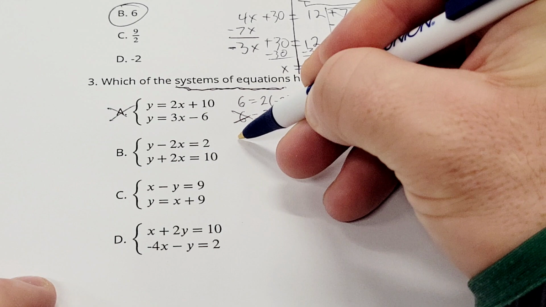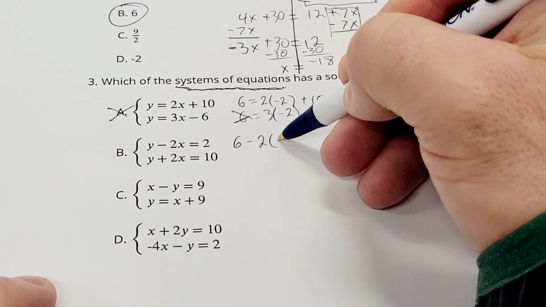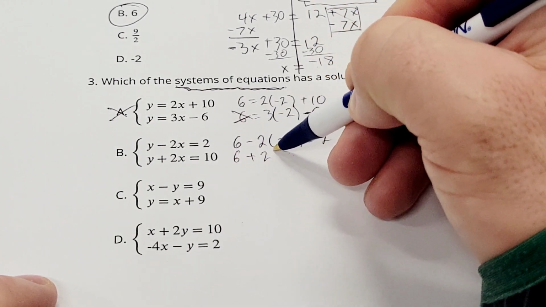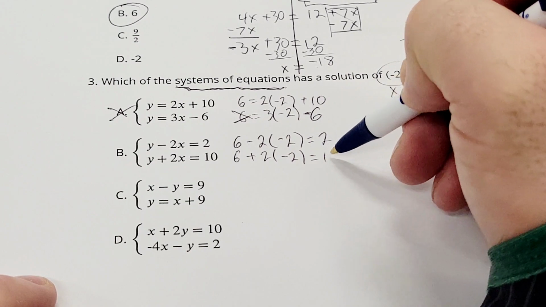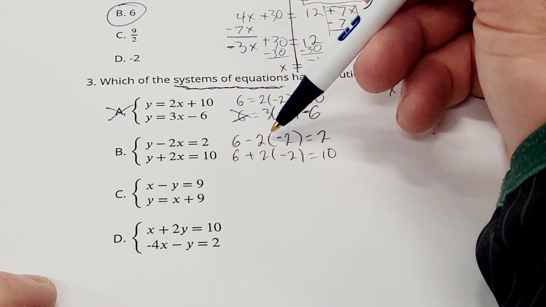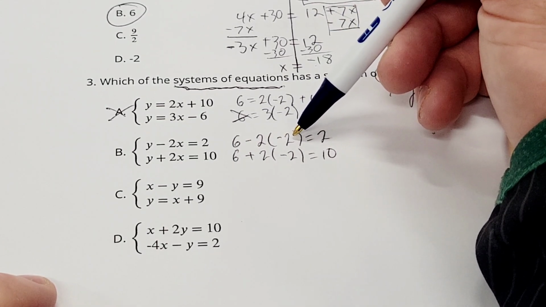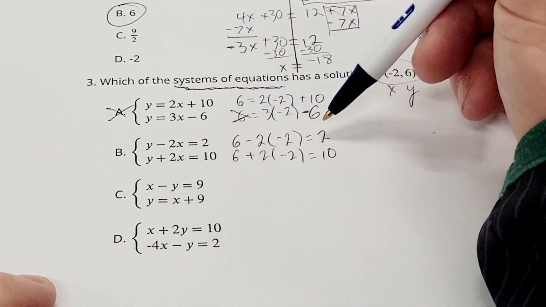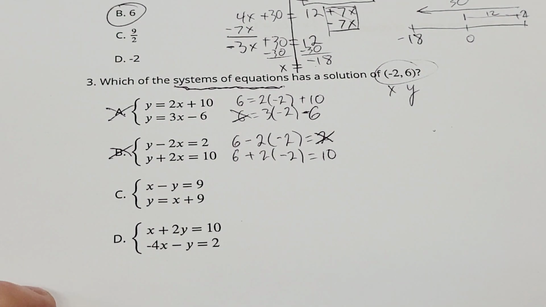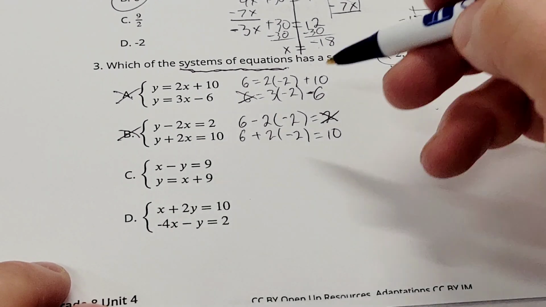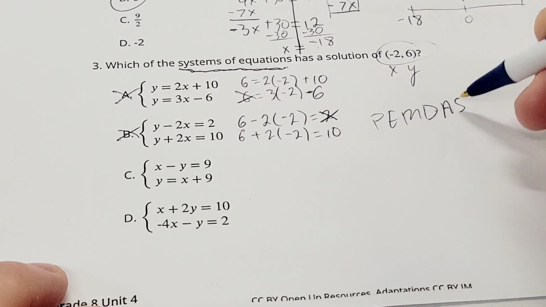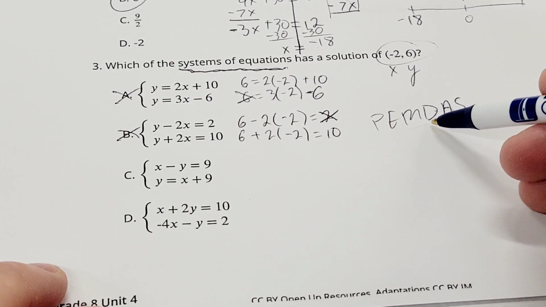Okay, here, 6 minus 2 times negative 2 equals 2. 6 plus 2 times negative 2 equals 10. Okay, so negative 2 times negative 2 is positive 4. So that'd be 6 plus 4 equals 10, not 2. That one's already done. Okay? Remember that the multiplication has to happen first. That's PEMDAS again, order of operations. Parenthesis, exponent, multiply, divide, add, subtract.